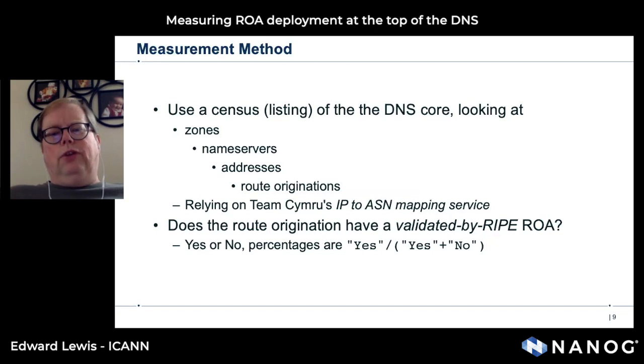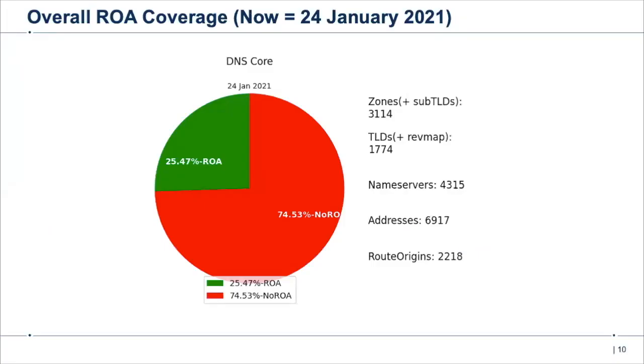My method is pretty simple. I create a census of the DNS core. I look at everything that's in there, the zones that are there. The zones use name servers. The name servers use addresses. Addresses have route originations related to them. I get the latter mapping from Team Cymru's IP to ASN mapping service. That's my source for routing information. And whether or not there's a ROA, I get that from a list published by the RIPE NCC, which just has a list of everything that's been validated. And my percentages are yes divided by yes plus no. Pretty simple calculation.